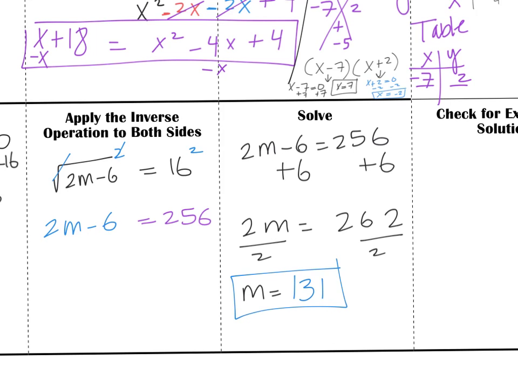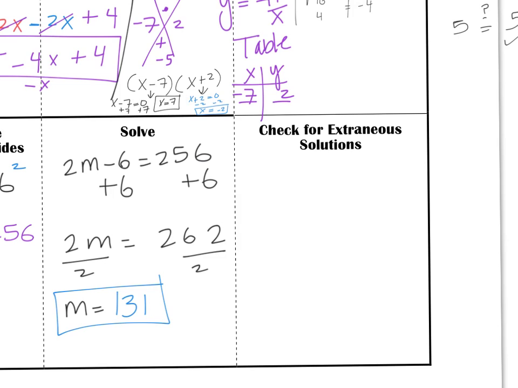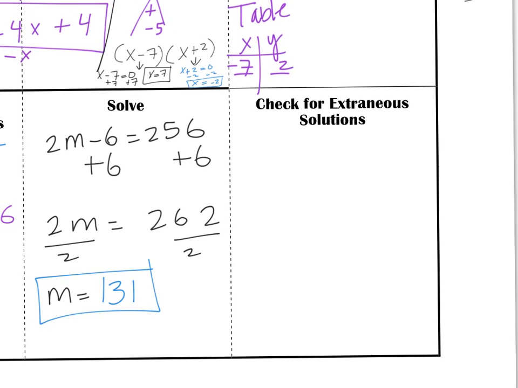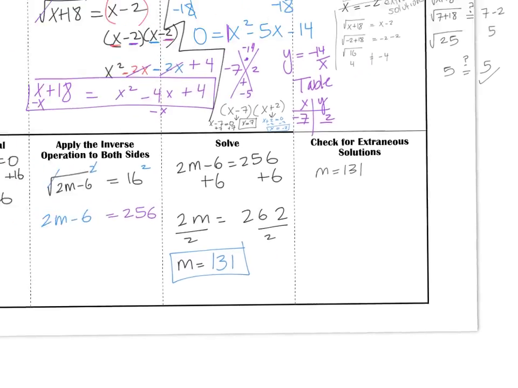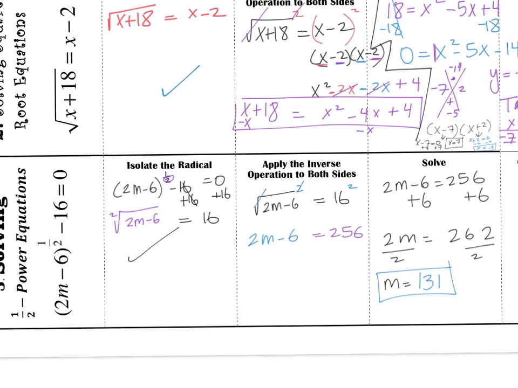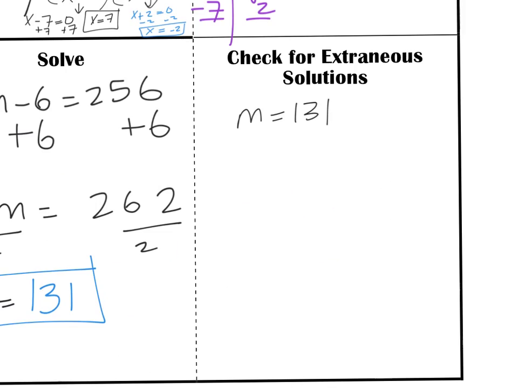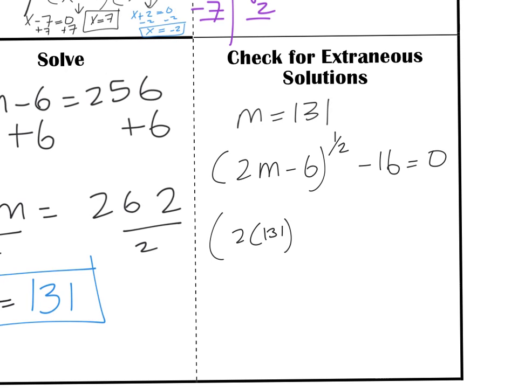Now remember, I have to always plug it back in because most likely it will work in this case, but sometimes it might not work, so I always have to check my solution. So let me move backward. 2m minus 6 to the power half minus 16 equals 0. Now plug in 131 for m.